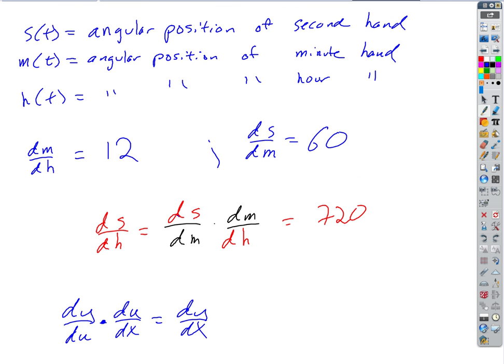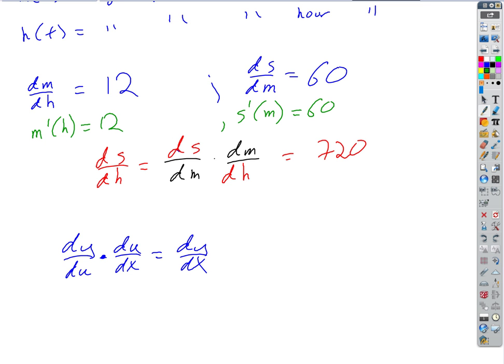So instead of writing dm/dh, let's write that as m prime of h. And what about this right here? This looks like s prime of m. So another way of writing that would be, and this is going to look a little strange at first, another way of writing out this product.